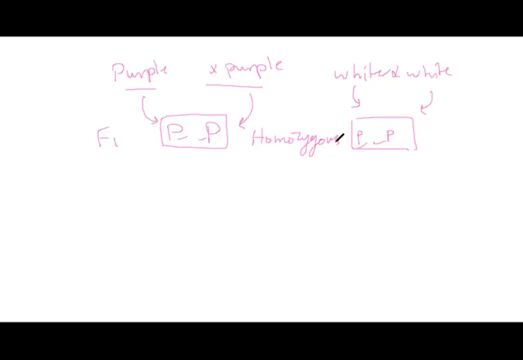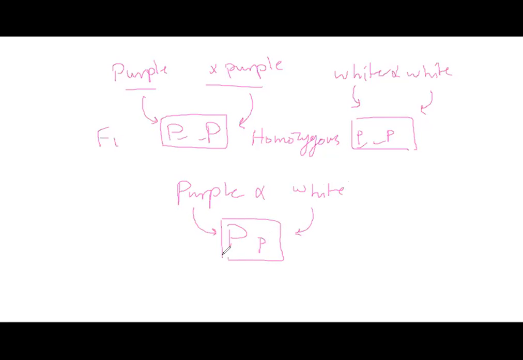Okay, so let's see together. If we have a purple flower that is crossed with a white one, the purple will pass the allele of purple color to the offspring, while the white will pass the allele of white color to it. Yes or no? So here we have two alleles. Are the two alleles the same?